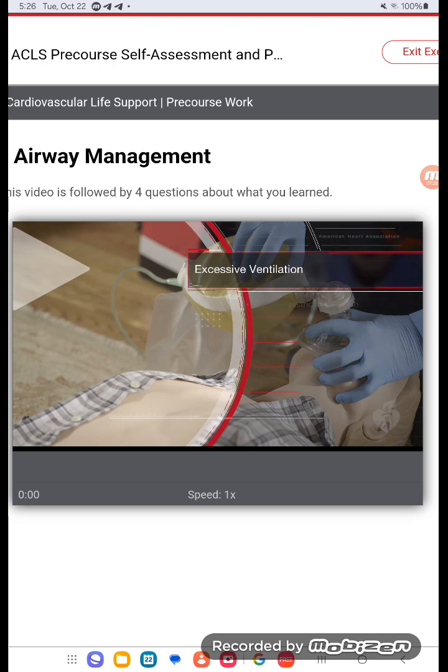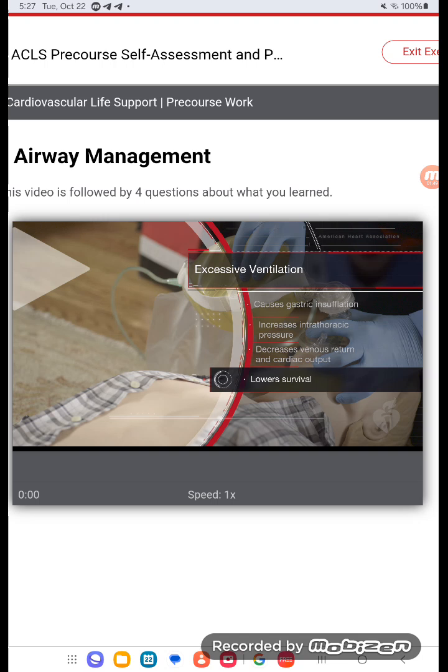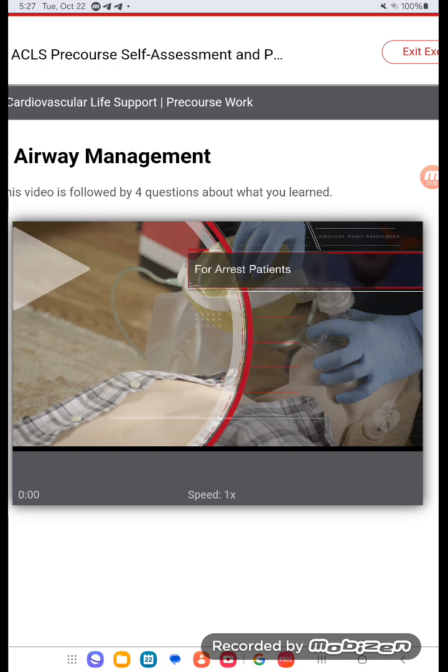When giving ventilations, healthcare providers should avoid excessive ventilation or administering tidal volumes that are too large. Not only can this cause gastric insufflation and aspiration of gastric contents, but excessive ventilation also increases intrathoracic pressure and decreases venous return to the heart. So it lowers cardiac output and the patient's chance of survival. Tidal volumes should be approximately 500 to 600 milliliters, enough to see the chest rise. This is about half a squeeze of an adult ventilation bag.